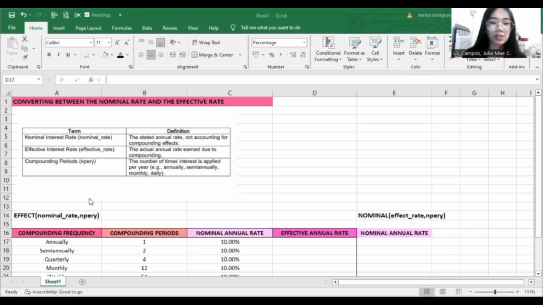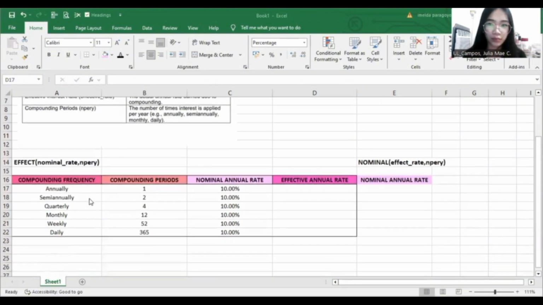Nominal interest rate is the stated annual rate, not accounting for compounding effects. Effective interest rate is the actual annual rate paid due to compounding, and compounding periods or time period or the number of times interest is applied per year. For example, annually, semi-annually, monthly, or daily. So our function here is EFFECT, nominal rate, and annual rate.